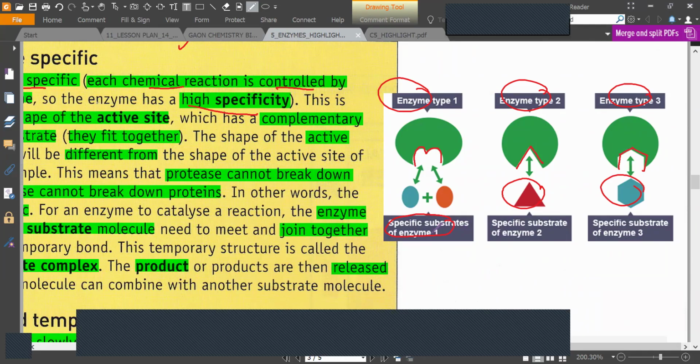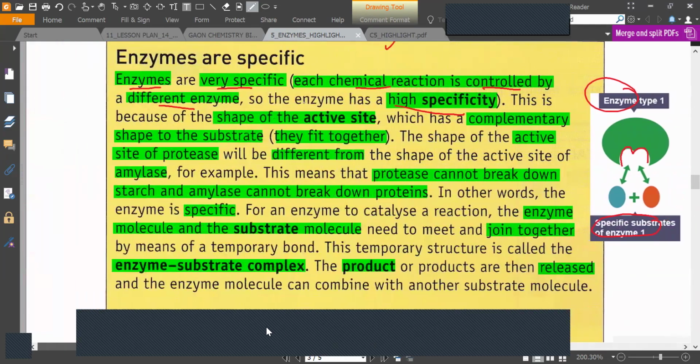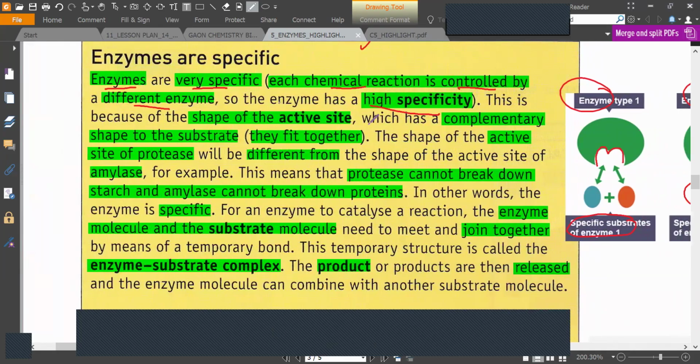Which means the shape of the active site must be complementary to the substrate, so they can fit together well. For example, the active site of protease will be different from amylase. So protease cannot break down starch, and amylase cannot break down protein. So they are specific.